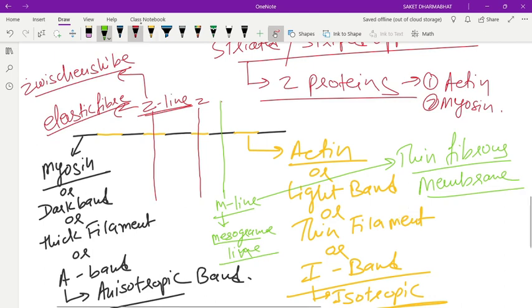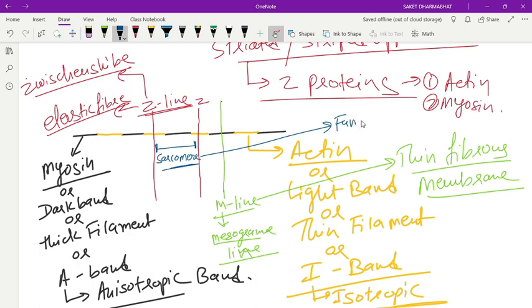Now the region between the two Z lines, from here to here, is called the sarcomere. The sarcomere is the functional unit of muscle contraction.